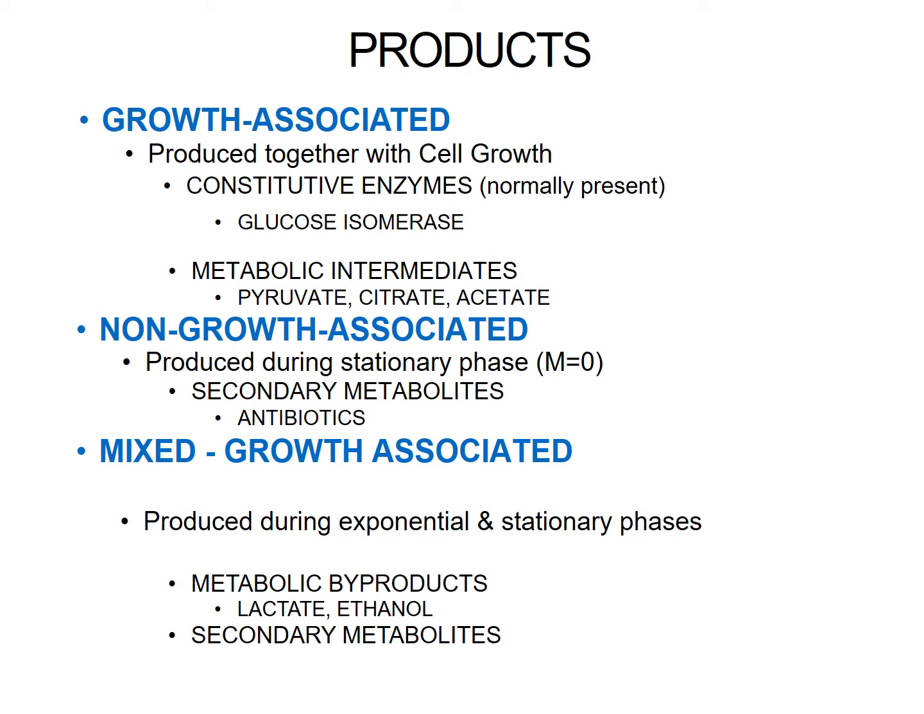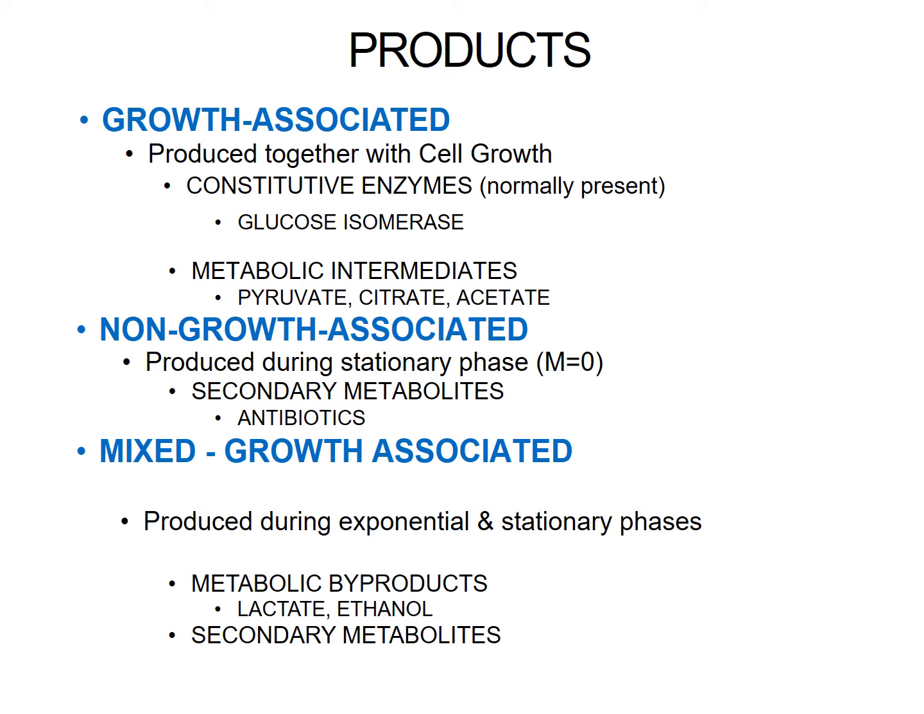For example, if you recall the primary metabolites which are produced during the exponential phase or growth phase, these are called products produced together with the cell growth. That's why it's called growth associated. This usually involves those enzymes which are produced together with the cell. For example, glucose isomerase. Also other metabolite intermediates such as pyruvate, citrate, acetate, and so on.